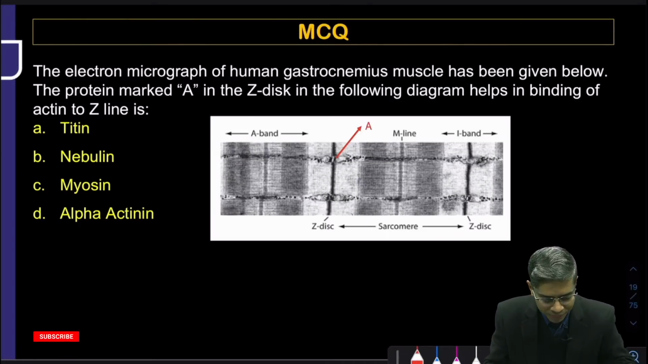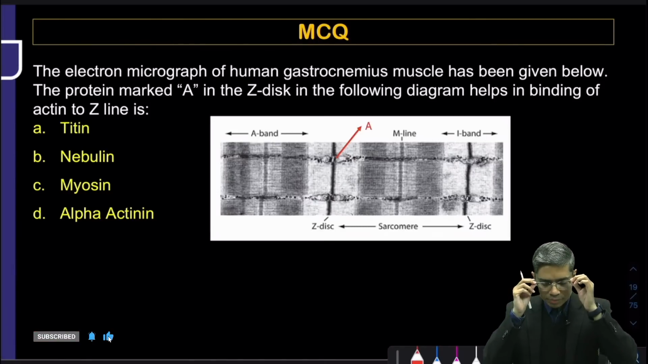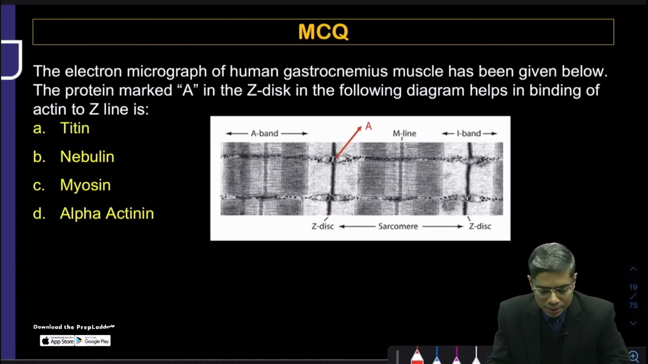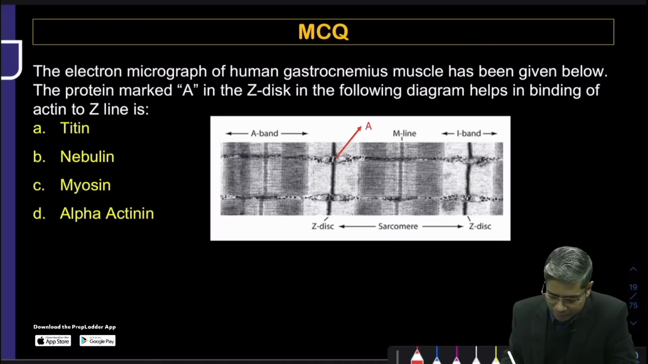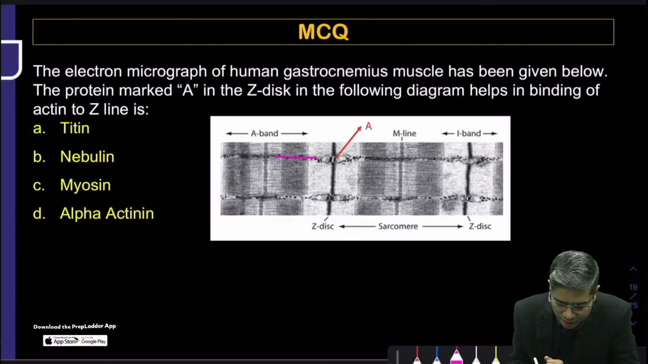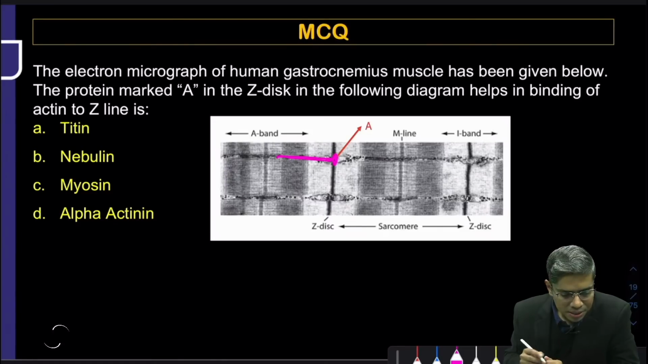So, electron micrograph of human gastrocnemius muscle, right? So titin, a little different answer. What I can find out here is that this is basically something which is attached on this Z line.